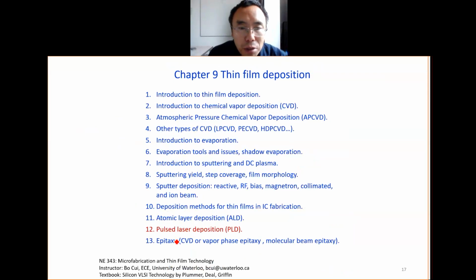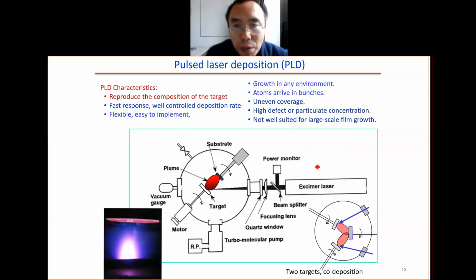So now let's look at pulsed laser deposition. In this case, we have an excimer laser like xenon chloride. This is the same excimer laser as we learned in chapter 5 for photolithography. It can be xenon chloride or krypton fluoride. This excimer laser shines on the target, then the target gets ablated and deposited onto the substrate. The target material gets ablated, then gets deposited onto the substrate material.